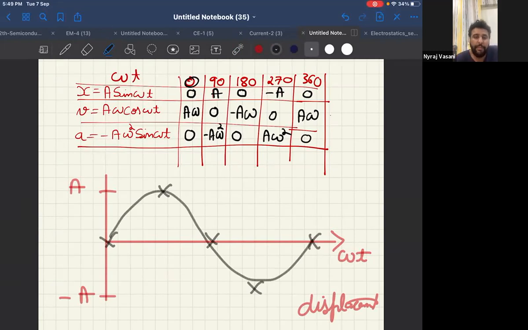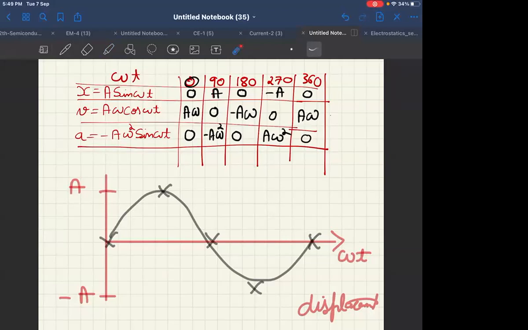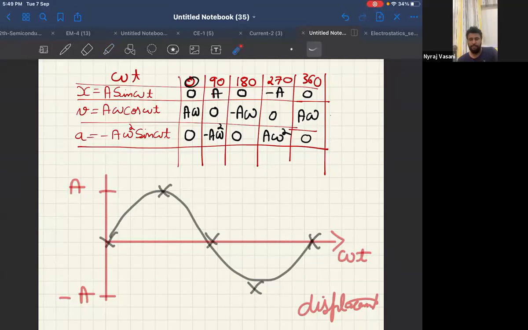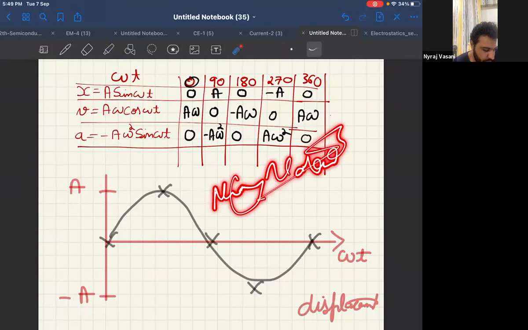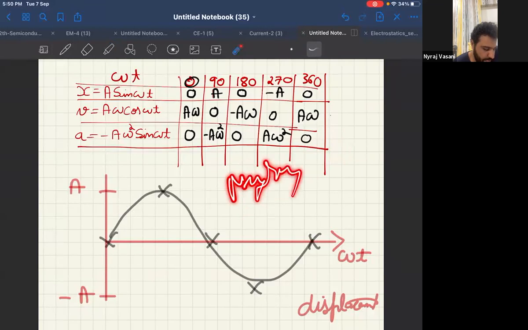Positive sine graph. How do I know it will be a sine graph? Because I can see the equation. So make a note, draw the graph. This is a positive sine graph. Finished sine graph, that is for displacement.